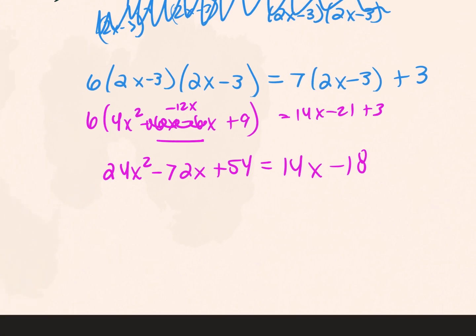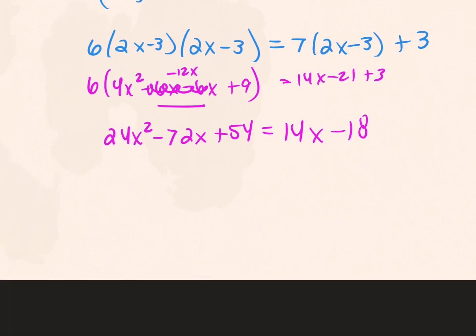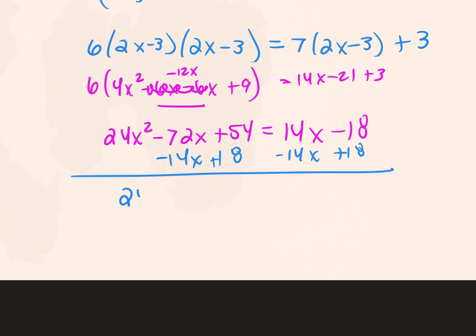Everybody with me? So since I have a quadratic, I have an x squared and I have an x, I need to move everything to one side. So I'm going to subtract the 14x and I'm going to add 18. So this leaves me, ladies and gents, with 24x squared minus 86x plus what? Plus what? 72 equals 0. Now, some of you are like, seriously?